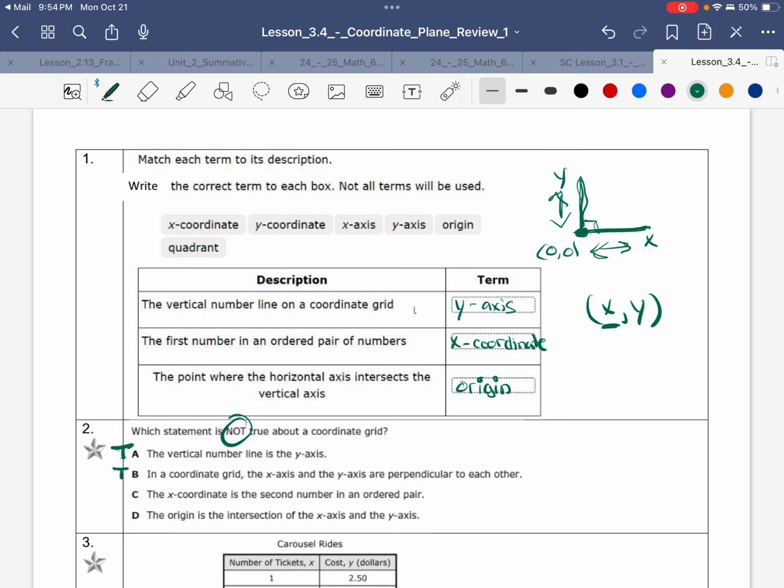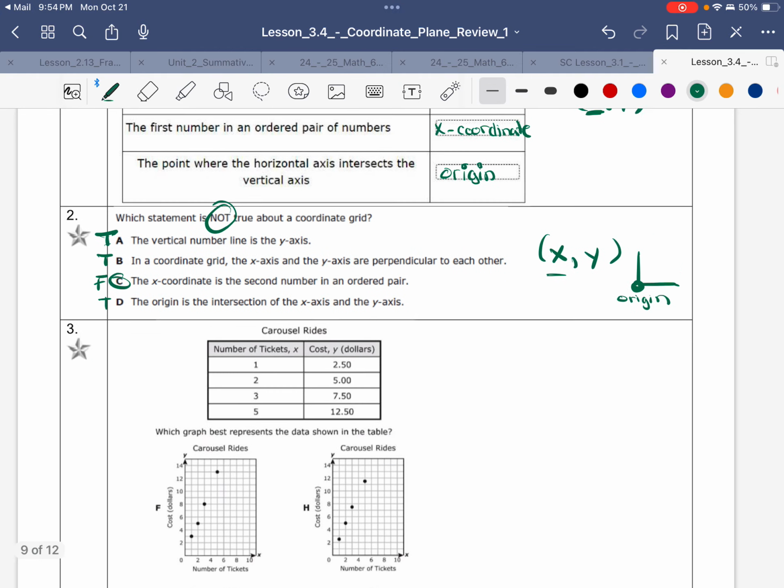C, the x-coordinate is the second number in the ordered pair. We know that our ordered pair, remember, is xy. The x number is the first number. So this one is false. And then the origin is the intersection of the x-axis. Again, we just learned that up top. We just did that in question 1. Where our intersection is, this is called the origin. So this one is true. So our answer would be C. All right, moving right along.